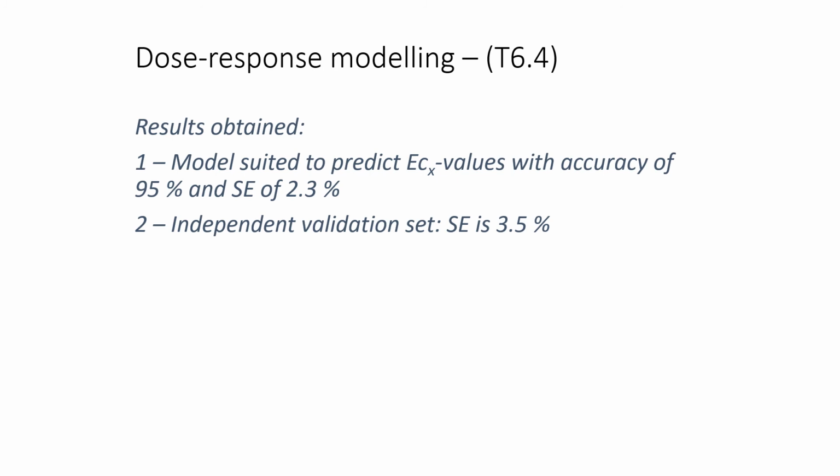Well, it is quite nice to report here that the model is able to predict the EC value with an accuracy of 95% and a standard deviation of 2.3%. This is very good. And for an independent validation set, the standard error between prediction and observed is only 3.5%. So this is independent prediction versus a kind of estimation that you see in point 1.